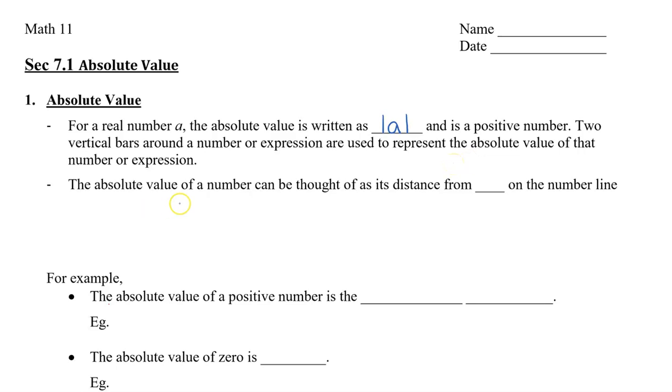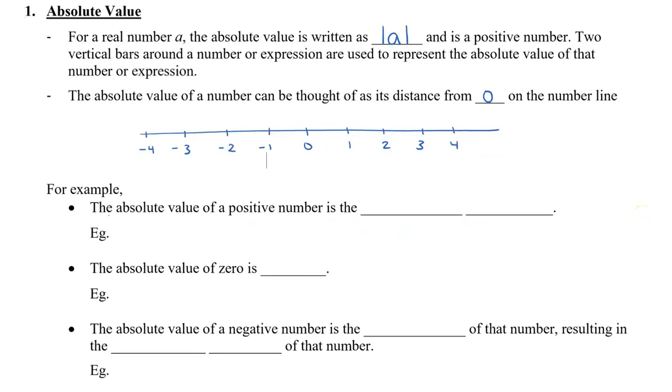Now we can think of the absolute value of a number as its distance from 0 on the number line. So let's draw a number line, and we'll use this for our examples. We'll go from 0 and then 1, 2, 3, and 4 in the positive direction, and then we'll do the same thing in the negative direction. All right, let's come up with our first example.